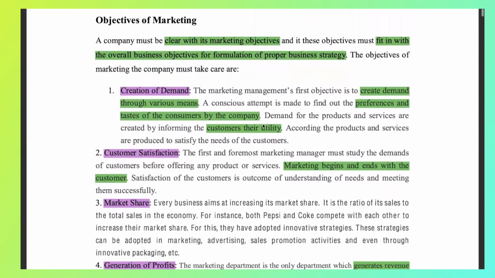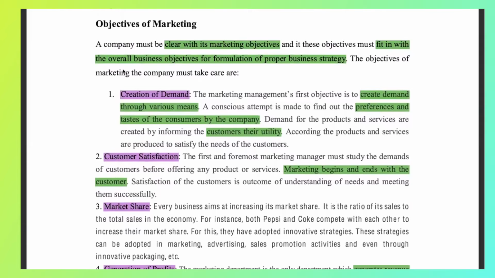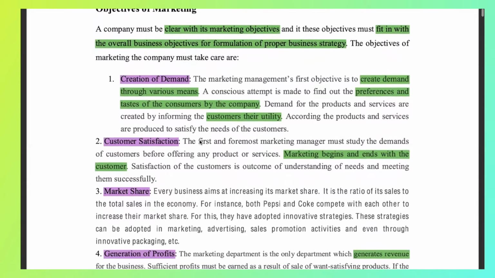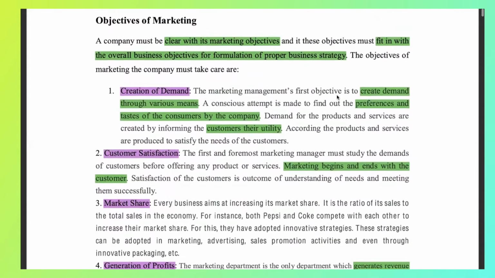Next, we have objectives of marketing, and this is very easy. Objectives are basically the motives of marketing. Why is there marketing? What does marketing do, what are the objectives? That's basically the motives of marketing, what a marketer does, and how marketing helps. A company will be clear with its marketing objectives, and these objectives must fit in with the overall business objectives for formulation of proper business strategy.